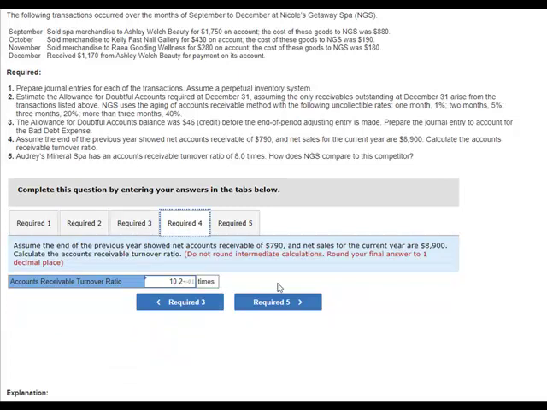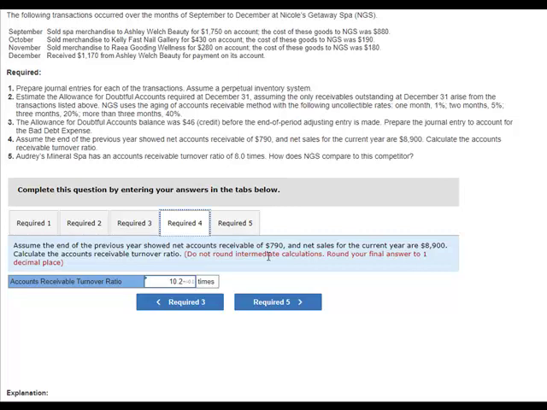Then in requirement 4, we're asked to calculate the accounts receivable turnover ratio. That formula is net credit sales divided by average net accounts receivable. Well, we're given net accounts receivable at the end of last year. That's going to be our beginning net accounts receivable balance this year. And what we need to do is add that to the ending net accounts receivable balance this year, and then divide by 2 to get the average.